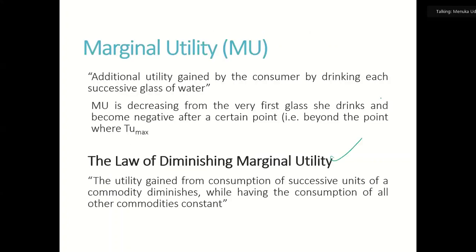And then we talk about what we call the law of diminishing marginal utility. This is another important definition in economics. And what does it say? Simply, when you consume successive units of one commodity, the marginal utility from each successive unit keeps decreasing. This might come in the exam. I might ask you to write the law of diminishing marginal utility.